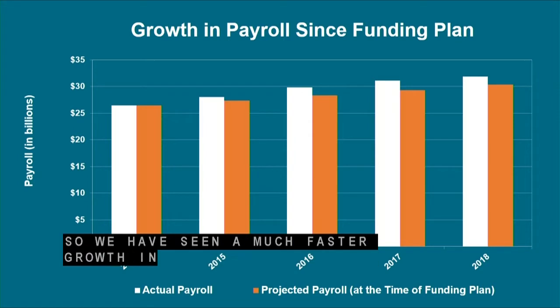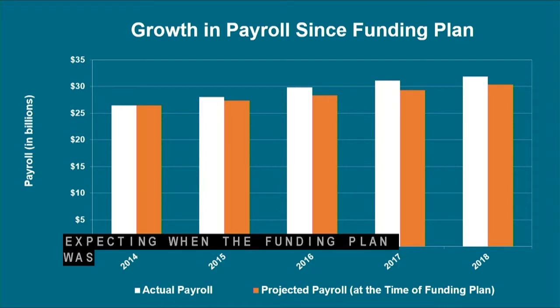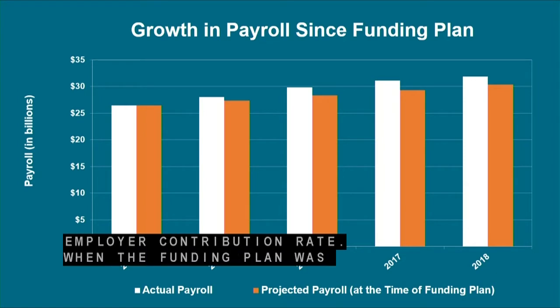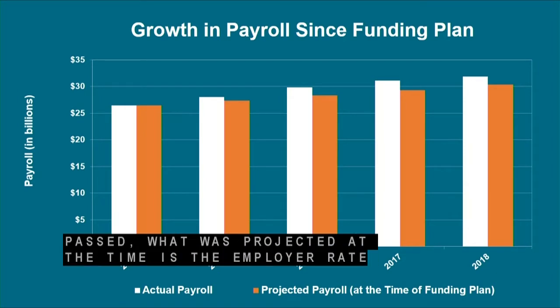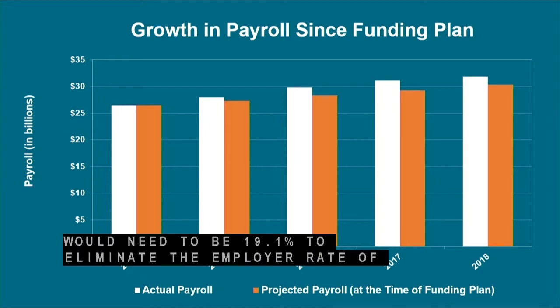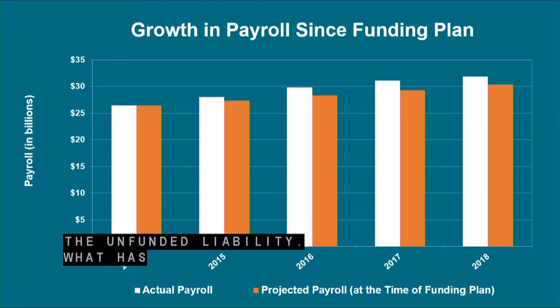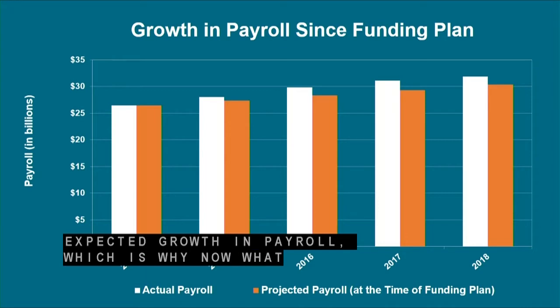So you remember that chart I showed you of the employer contribution rate? When the funding plan was passed, what was projected at the time is the employer rate would need to be 19.1% through 2046 to eliminate the employer share of the unfunded liability. What has happened since is we have seen a faster than expected growth in payroll, which is why now we foresee an employer rate closer to 18% because we have more payroll.